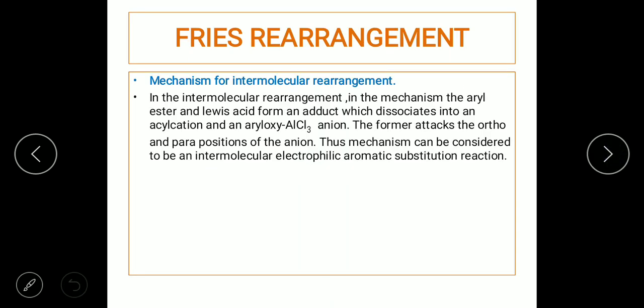Now let us look at the mechanism for intermolecular rearrangement. In the intermolecular rearrangement mechanism, the aryl ester and Lewis acid form an adduct which dissociates into an acyl cation and an aryloxy aluminum chloride anion. The former attacks the ortho and para positions of the anion. Thus, the mechanism can be considered to be an intermolecular electrophilic aromatic substitution reaction.